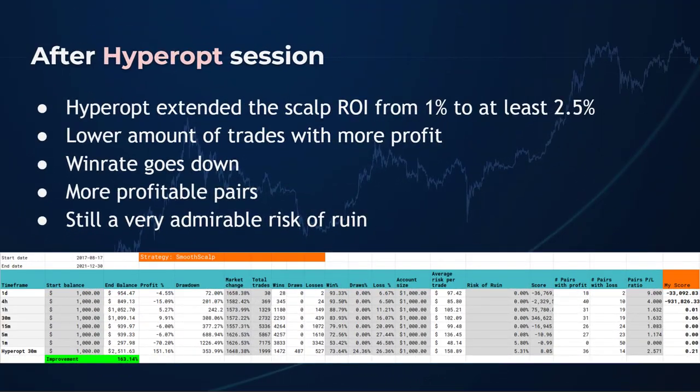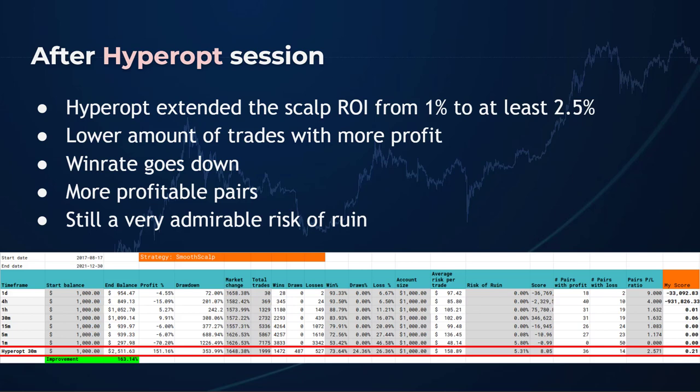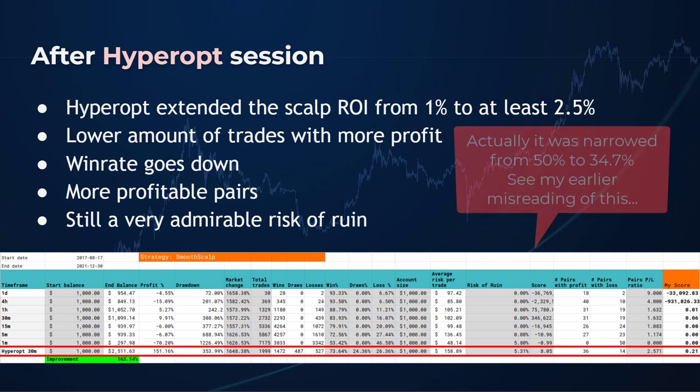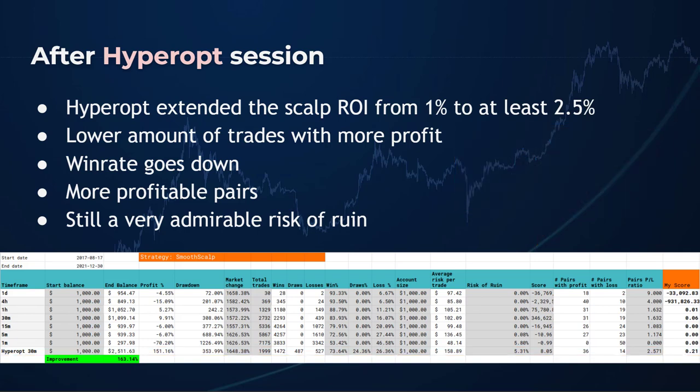As with the scalp strategy, the hyperopt changed the ROI to a higher percentage with the lowest of 2.5% take profit after a certain amount of time. Further, the stop loss was also widened for more breathing space for trades. So for a time frame of 30 minutes, a larger take profit percentage also is improving the profitability of a scalping strategy.